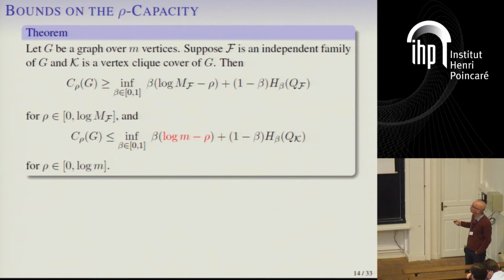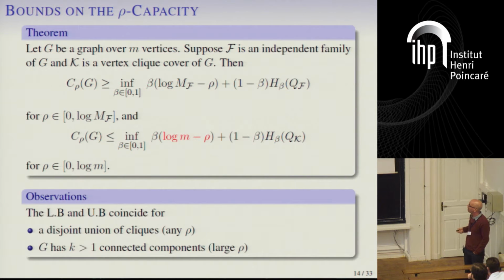It's a minimum over a convex combination of the trivial upper bound and this Rényi entropy of order beta of the induced distribution by the clique cover. And the same goes here, but instead of the distribution of the clique cover, we have a distribution of the independent family cover. And this bound is actually tight for this disjoint union of cliques, simply for the reason that a clique cover in this disjoint union of cliques is also an independent family.